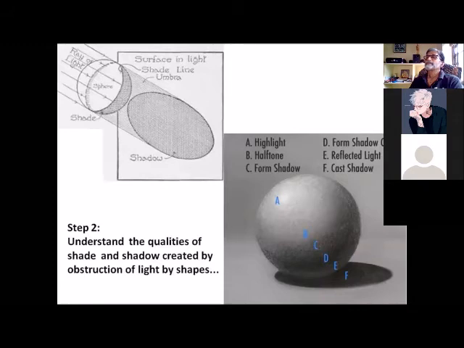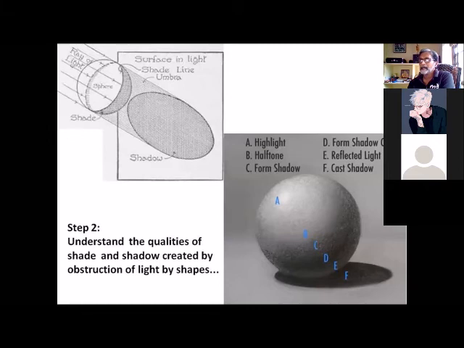The step two which we did was to understand qualities of shade and shadow created by obstruction of the light. So we tried sphere. Now there are some names to different types of shadows and shades. They are called highlight, half tone, form shadow, reflected light, cast shadow, and so on. In this image you can see the sphere surface is marked by A, B, C, D, E, F. There are 6 types of effects that you can create by shading when you sketch. The 6 type of effects have got definite names.